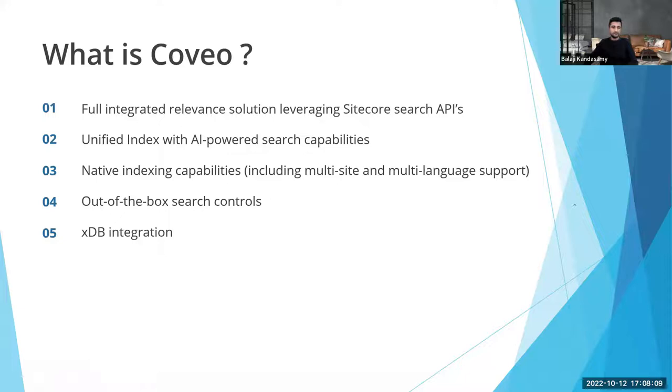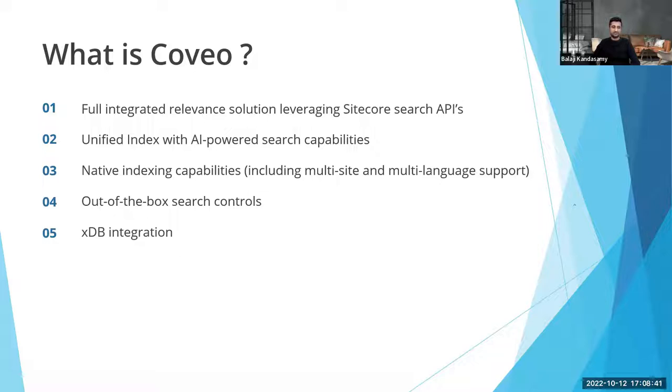So what is Coveo? There are a few bullet points here. First and foremost, Coveo is just an additional search functionality that you can add on top of Sitecore. And it is fully integrated. You just have to install it as a package and you can leverage Sitecore using Coveo. Internally, it uses all the regular Sitecore related search APIs. So it's not something that you're uniquely doing or anything that needs to be plumbed in to make it work.